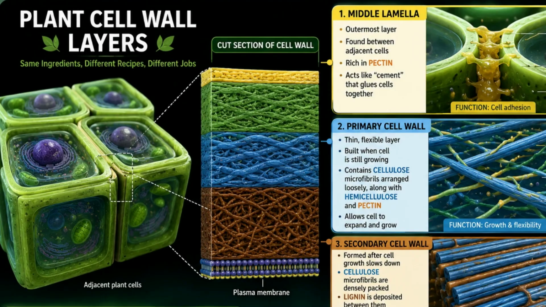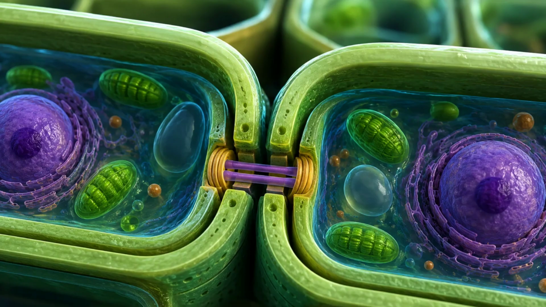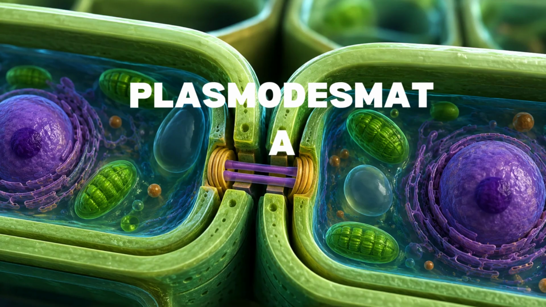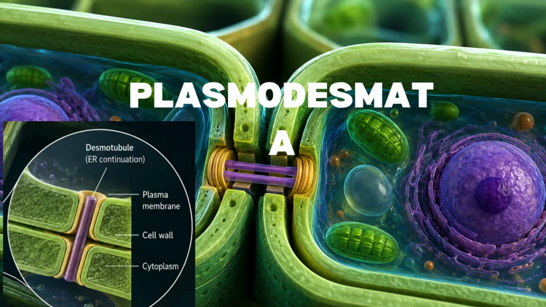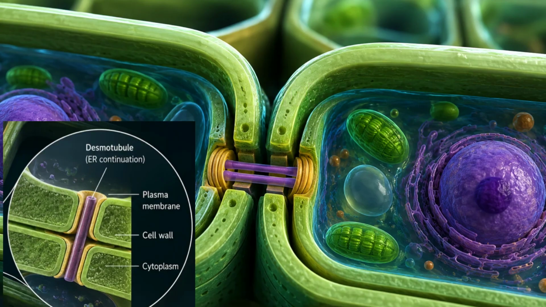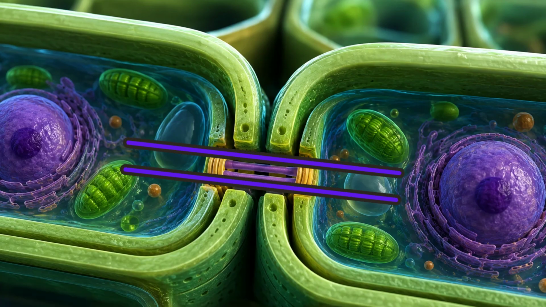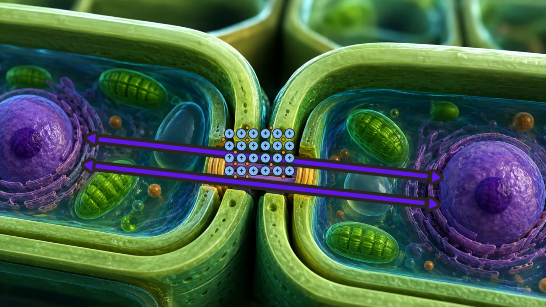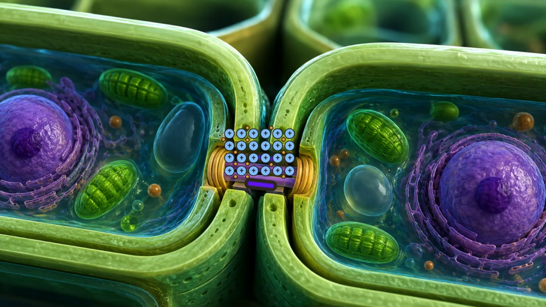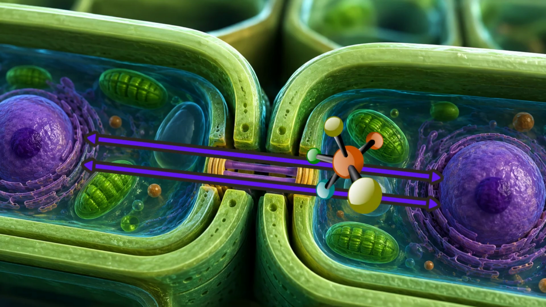Now just because a cell wall is rigid doesn't mean the plant cells are cut off from each other. There are tiny microscopic channels called plasmodesmata that run straight through the cell wall, connecting the cytoplasm of neighboring cells. Through these channels, water, ions, signaling molecules, and metabolites can move between cells, letting them communicate and function together as one integrated tissue. So let's bring it all together.